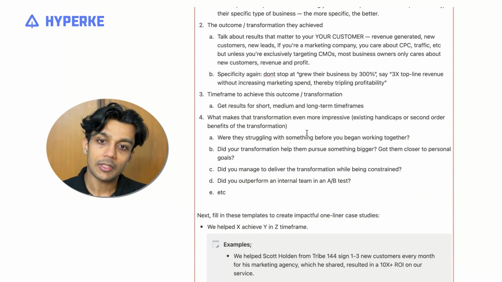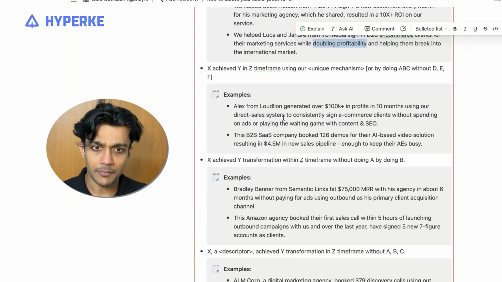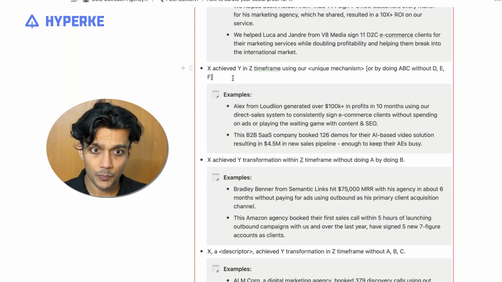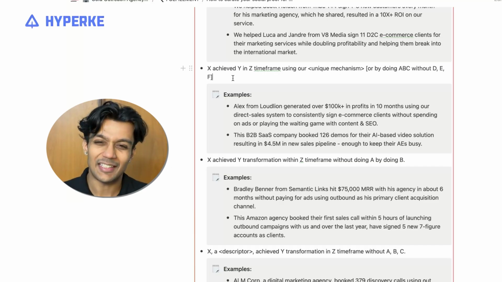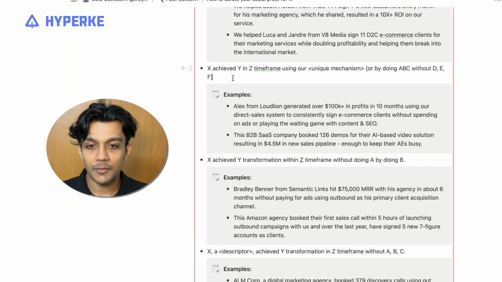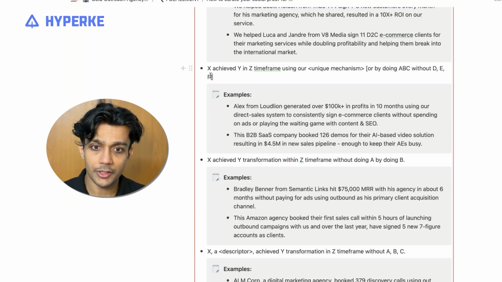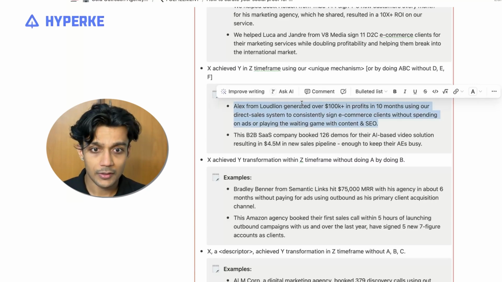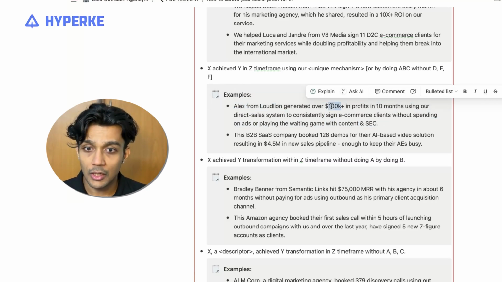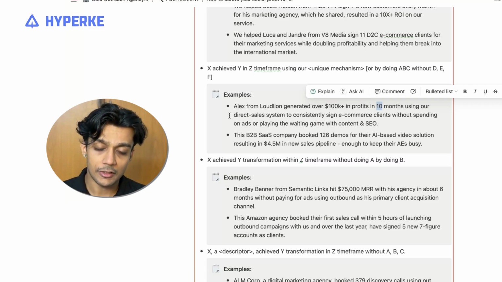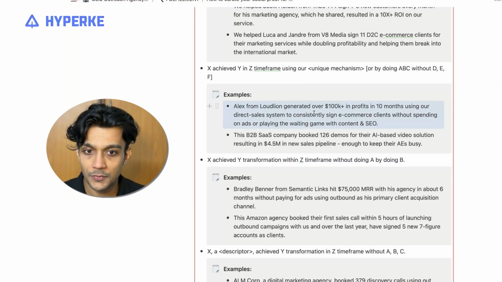Then the next framework, X achieved Y in Z time frame using a unique mechanism, or without doing something that they hate doing. All right. So a couple of examples. Alex from Loud Lion generated over $100,000 in profits in 10 months. Here's the hero. This is the outcome. This is the time frame. Using R, and then this is the system. This is the unique mechanism to consistently sign e-commerce clients, and then some more specificity in the second half of the sentence.